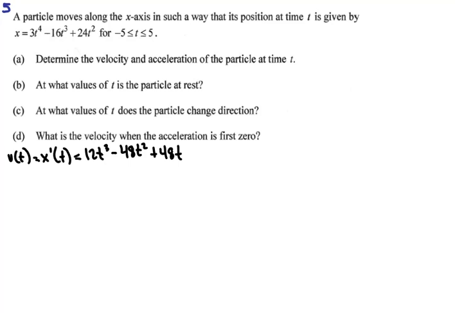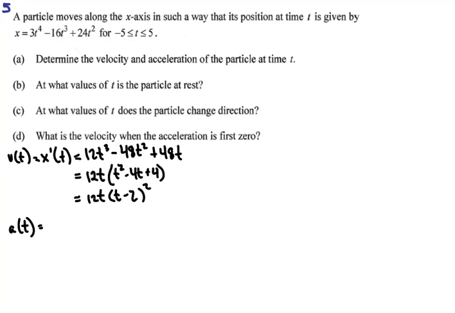When I find the derivative, I want to factor it as soon as I can because I'm going to need that at some point. So I pull out a 12t, and I have 12t times t squared minus 4t plus 4, and that comes out to be 12t times (t minus 2) quantity squared. So that's the velocity function.